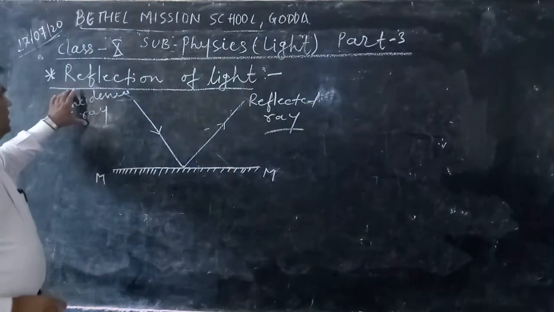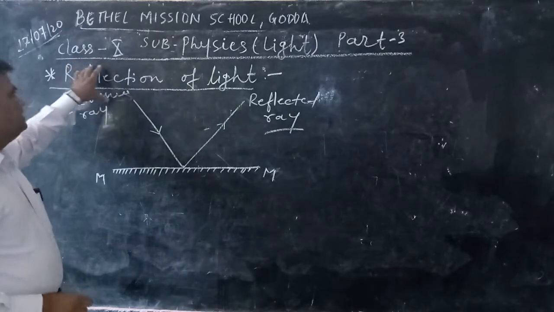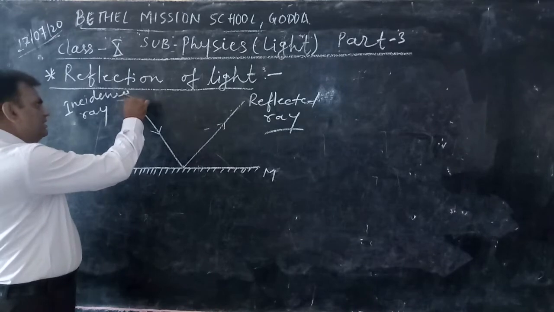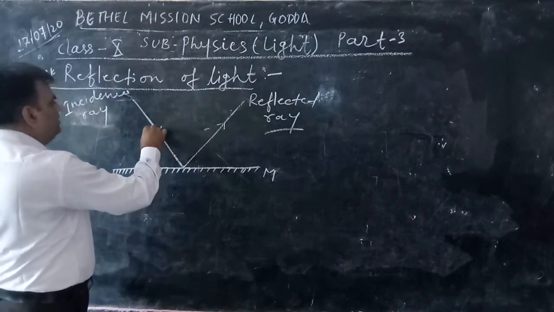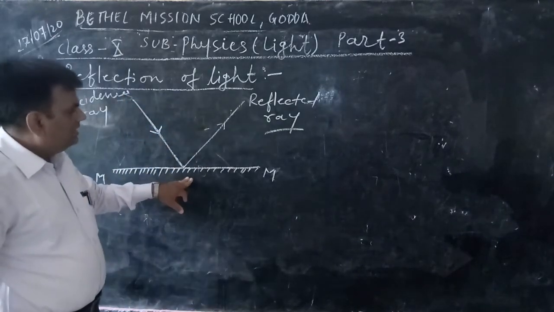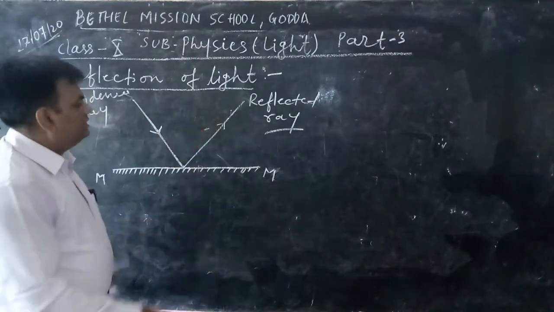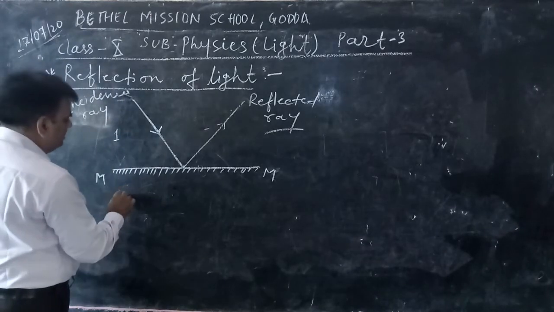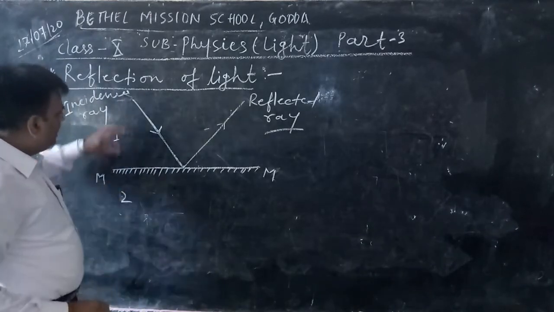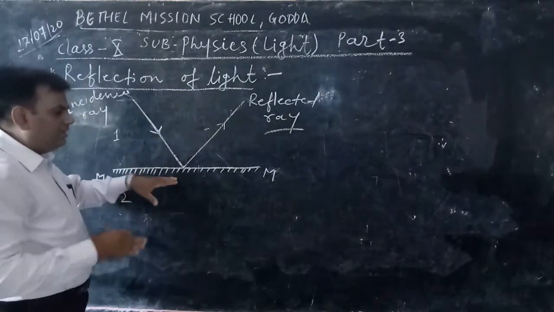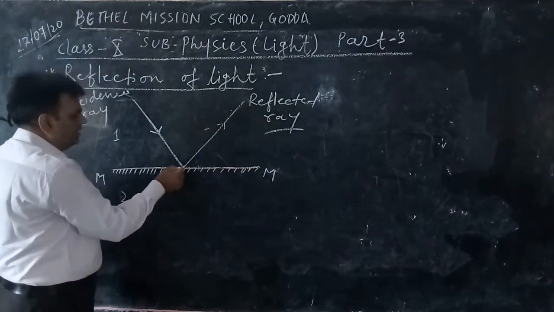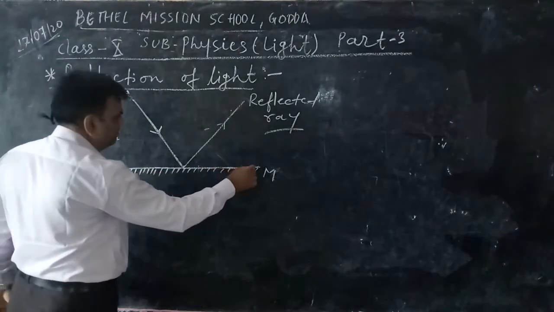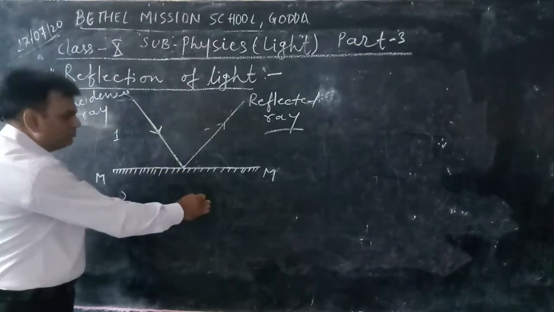So what is reflection now? The question: what is the reflection of light? When a ray of light falls on any highly polished smooth surface, it bounces back into the same medium. This is medium 1 and this is medium 2. The mirror behaves like an opaque object, because its other part is polished, so the light cannot pass through it.